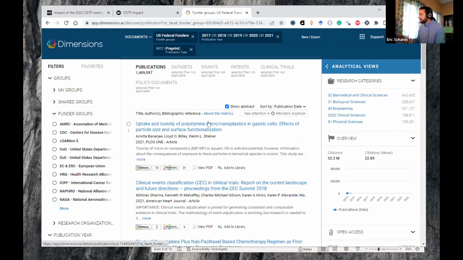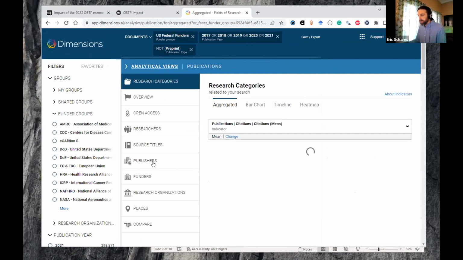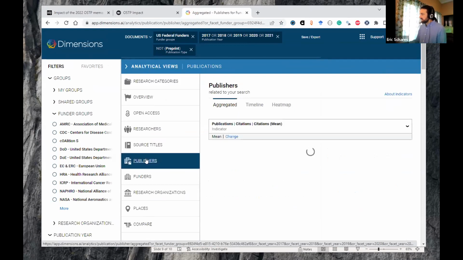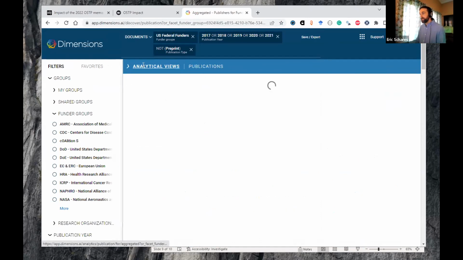And there you go. So now you've basically done the same search scope that I did. If you want to use these analytical views over here on the right side, click that. Things fly out, and we can look at publishers. How does this break down by the top 500 publishers in order of decreasing number of publications? Click export table, boom, you've got all that stuff exported.